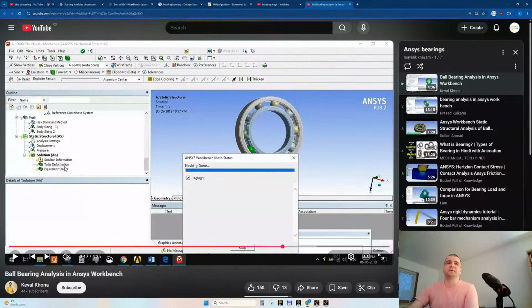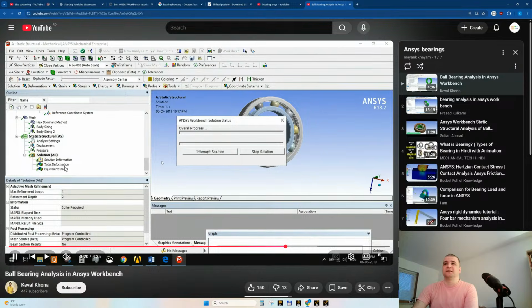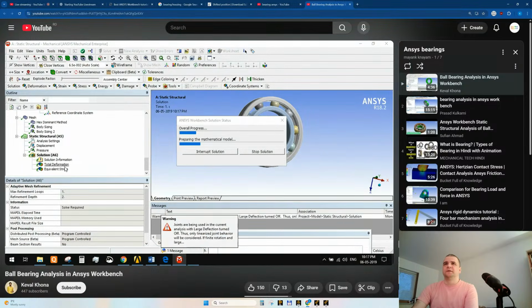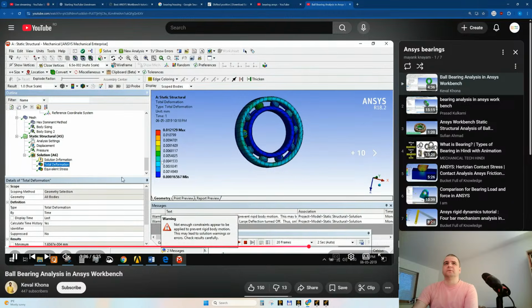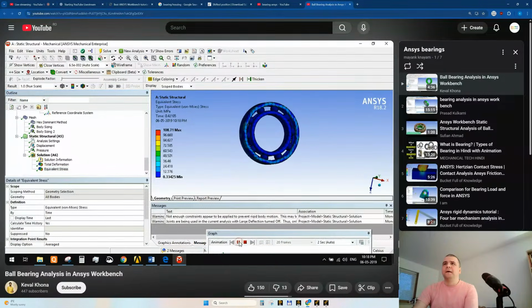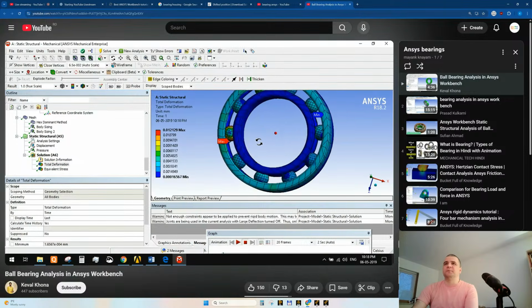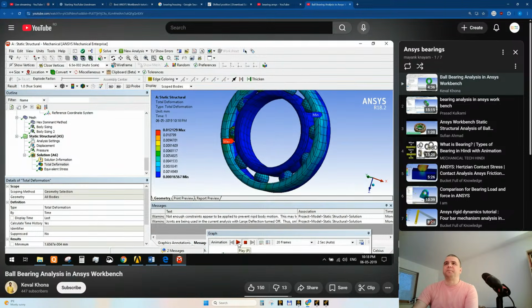Hex dominant method. This is very, very nice, very cute. Not tetrahedrons as I usually use. So we have results. Let's see the animations. Yes, as I was expecting, nothing moves. This defeats the purpose of a bearing. Nothing moves.